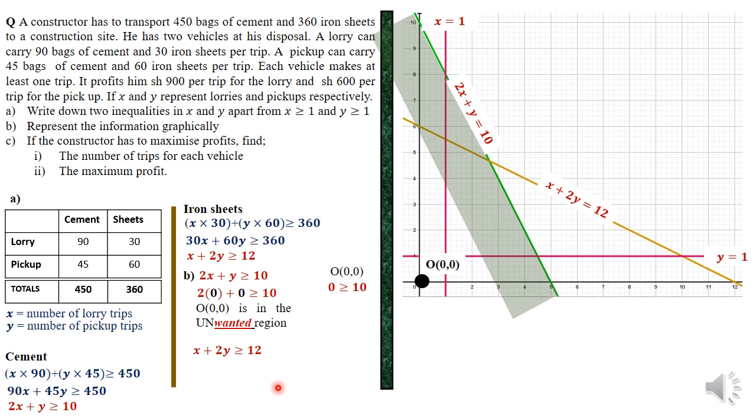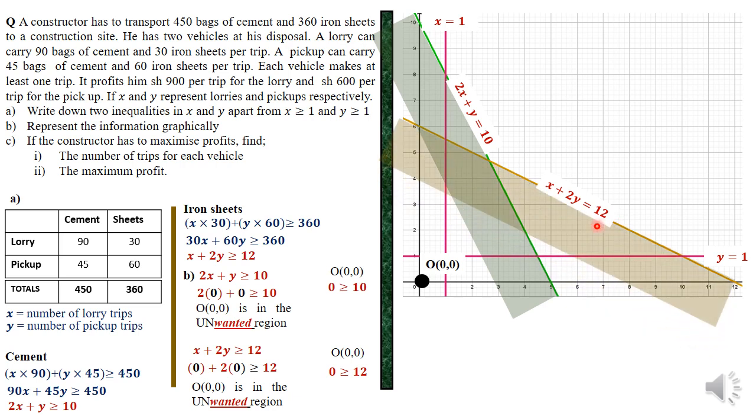Moving on to x + 2y ≥ 12, we again test using the origin, the point (0, 0), for both x and y. Putting x and y to be 0 in this inequality, we have 0 ≥ 12. This again doesn't make mathematical sense, and therefore the origin, as far as this other line is concerned, is in the unwanted region, and therefore we don't want it. We want the other.